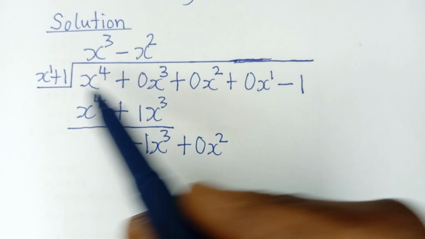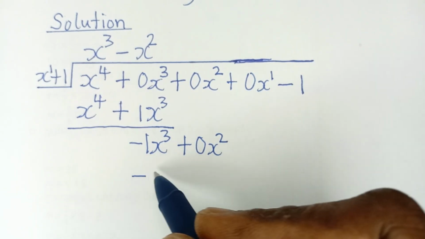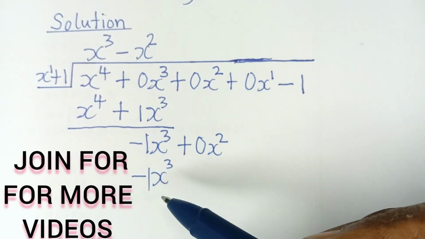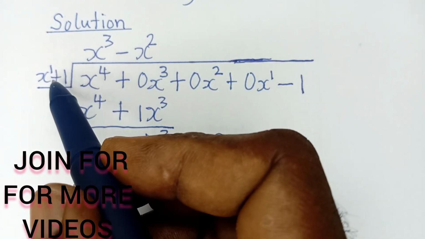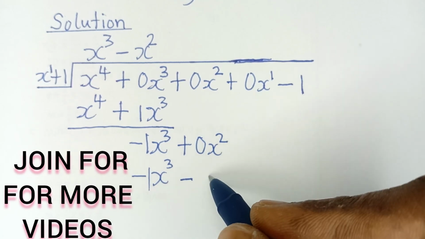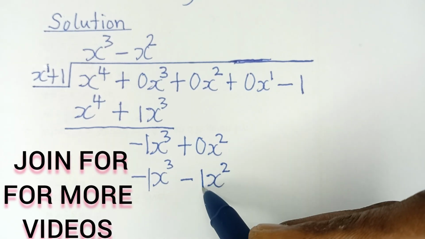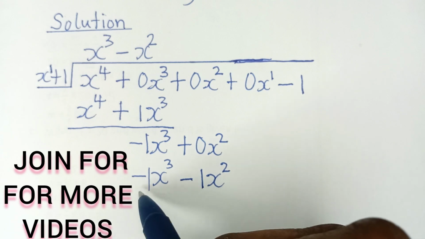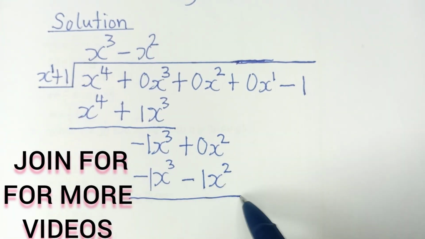So negative x squared multiplied by x is going to give us negative x raised to power 3. If you like, you can write the 1. It's the same thing. So negative x raised to power 3. Then negative x squared multiplied by positive 1 will give us negative x squared. I can also write this as negative 1x squared to make the subtraction easier for me to do. Then after using this to multiply this, I am going to subtract.